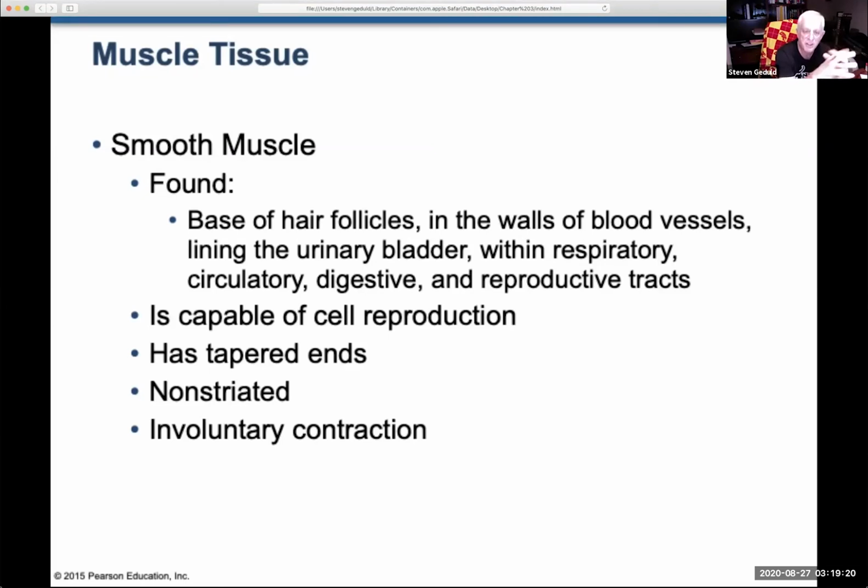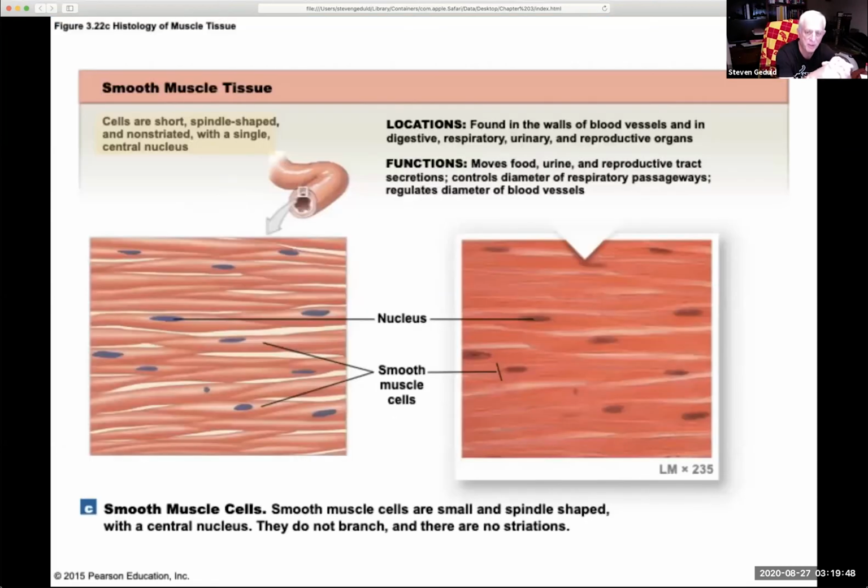Your body controls it. You don't control whether your blood vessel walls constrict or relax. Your body controls that. Your respiratory tract, your hair follicles. You don't think about each hair follicle and whether it's going to form that muscle around it. It's involuntary. You cannot control it. Again, that's your smooth muscle. Big difference. There's tapered ends. They're not long, and they do not have striations. And they're capable of reproduction. So here you go. Here's your histological sample. Again, notice here's your strands.